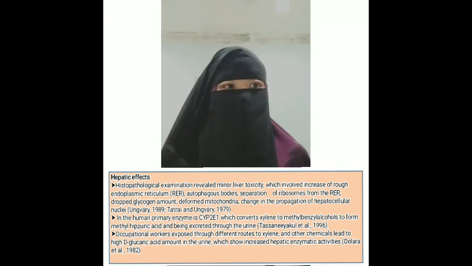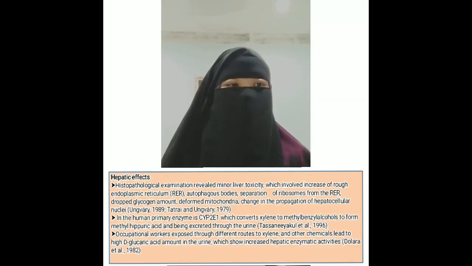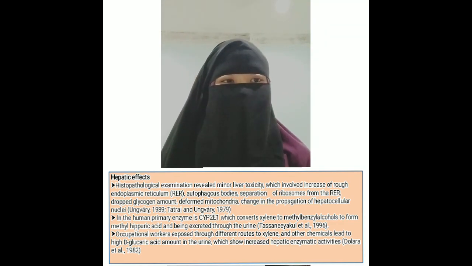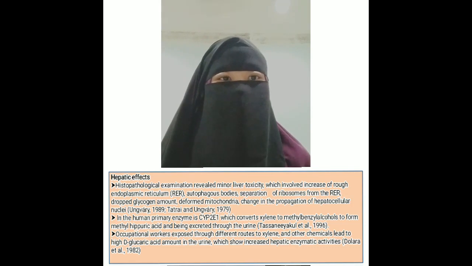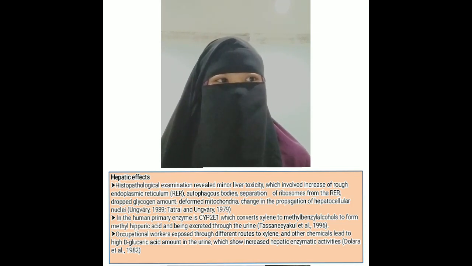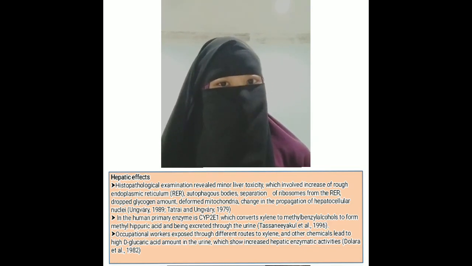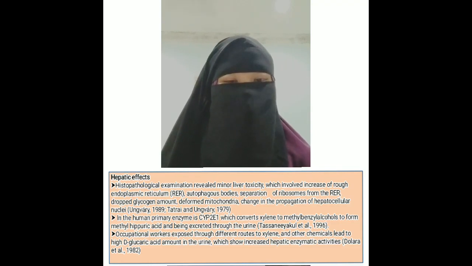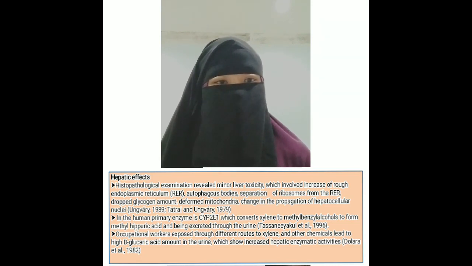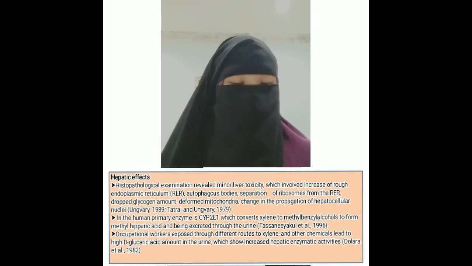And then, in the human body, there is a primary enzyme that we call CYP2E1, which converts xylene to methyl benzyl alcohols to form methyl hippuric acid, which is excreted through the urine. And then, occupational workers who are exposed through different routes to xylenes and other chemicals will show high D-glucaric acid amounts in the urine, which shows an increase in hepatic enzymatic activities.